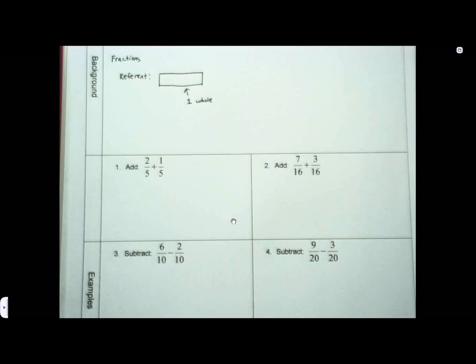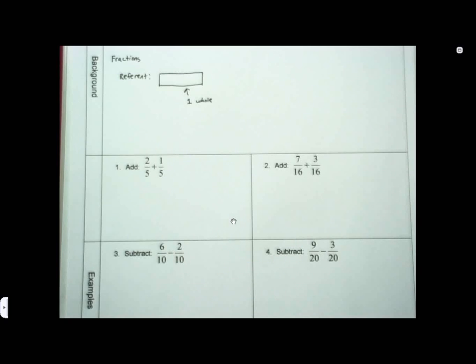Hello and welcome. In this video, we'll be talking about how to add fractions and subtract fractions with the same denominator. This is on page 14 in your Alex notes.